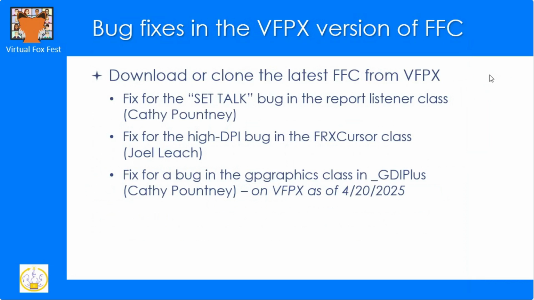The second one was a fix in the FRX cursor class, which Joel Leach provided again some time ago. The third is a bug in the GDI Plus class, the GP graphics class, which also Kathy found and wrote a fix for. She published this quite some time ago, but until last month, this was not in the VFPX version. So this is new. As of April 20th, the GDI Plus fix is in the VFPX version of the FoxPro Foundation classes. So even if you have the VFPX version from some time ago before that date, I suggest you download the new one to get that fix.